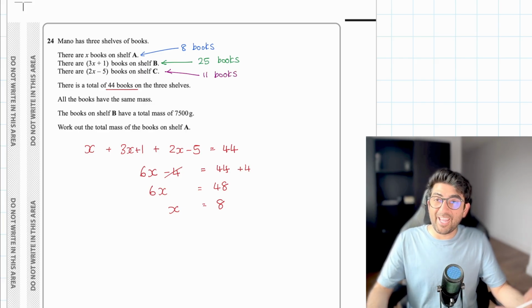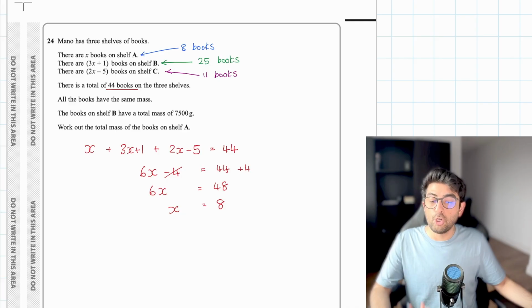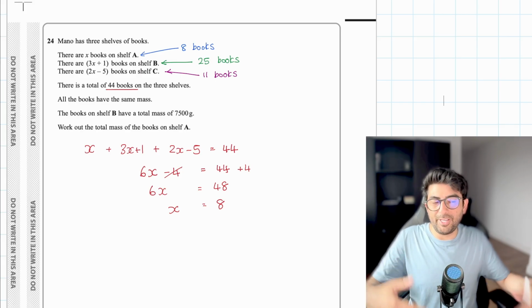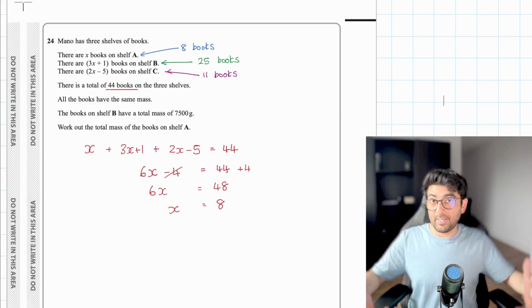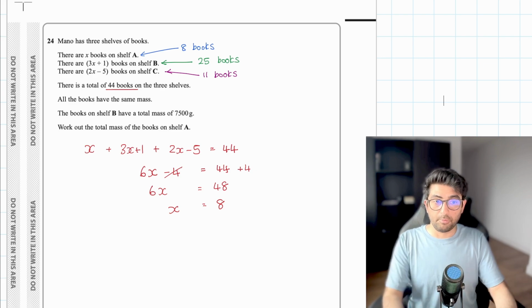And we can check that. 8 plus 25 plus 11 should equal our 44 books. Does it? I think it does. So let's keep going. Now we know how many books are in each shelf. I think now we need to work out the mass of one book.